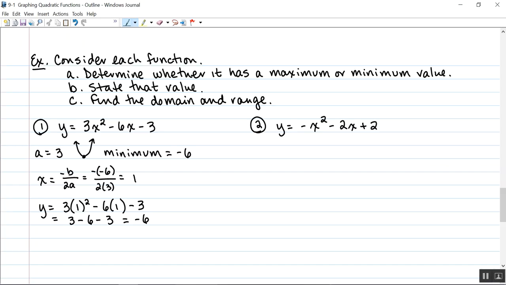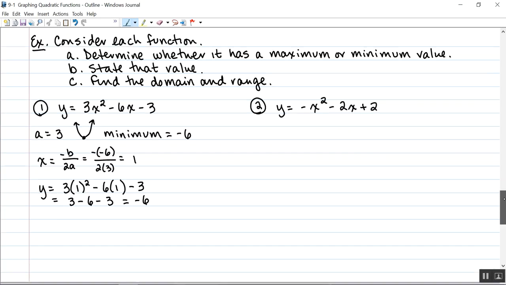Now to find the domain and the range. So the domain is what x can be. So in this case, and actually for all of these quadratic functions, the domain is all real numbers, because x can be anything. Okay, and the range is going to be what the y equals.